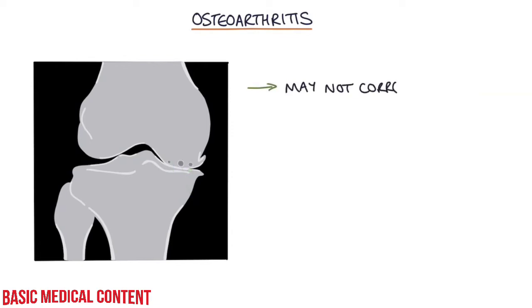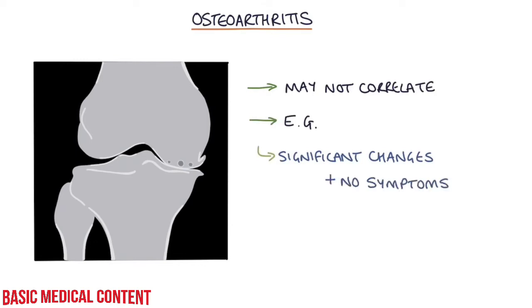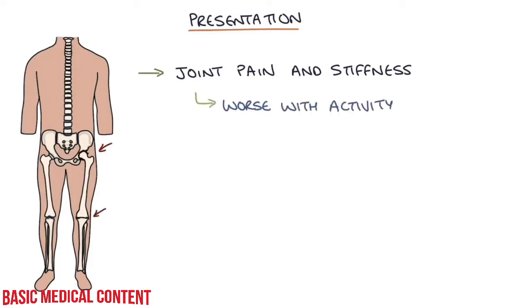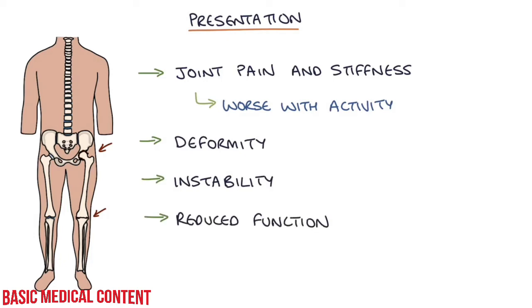X-ray changes do not necessarily correlate with the symptoms, so you might find significant X-ray changes incidentally in someone who doesn't have symptoms. Equally, someone with severe symptoms of osteoarthritis might only have mild X-ray changes. So how does it present? Osteoarthritis presents with joint pain and stiffness. This pain and stiffness tends to be worsened by activity, in contrast to inflammatory arthritis where activity tends to improve the symptoms. It leads to deformity of the joints, instability of the joints, and reduced function in the joints.